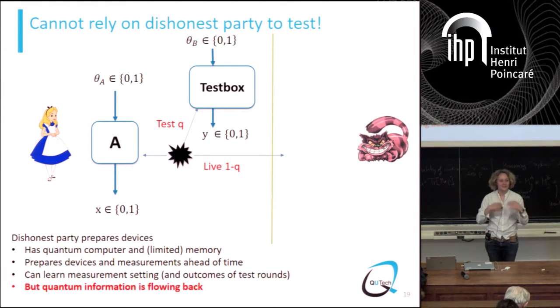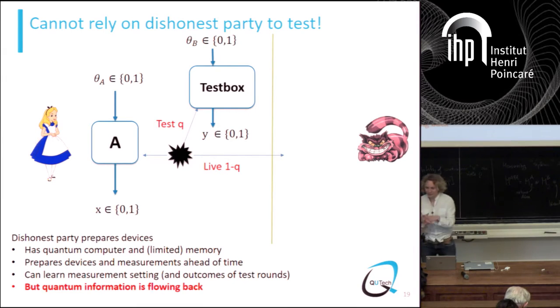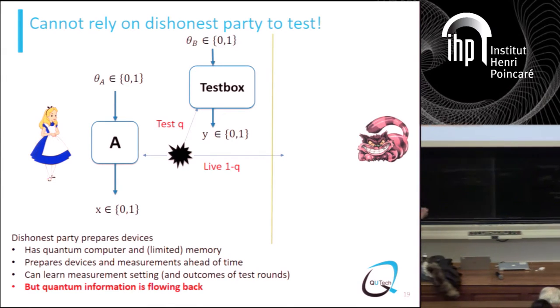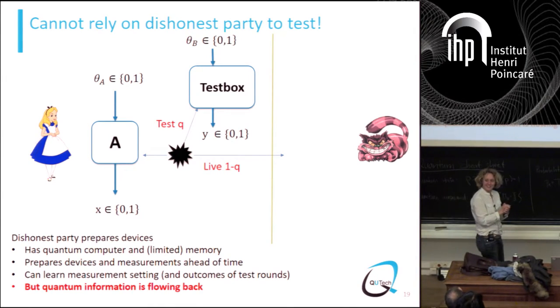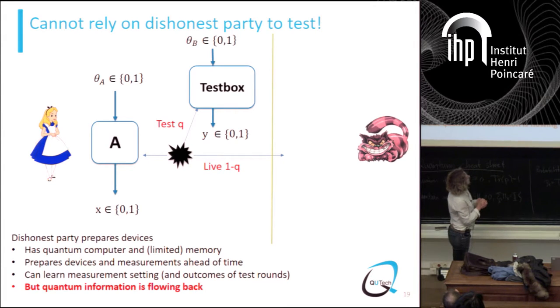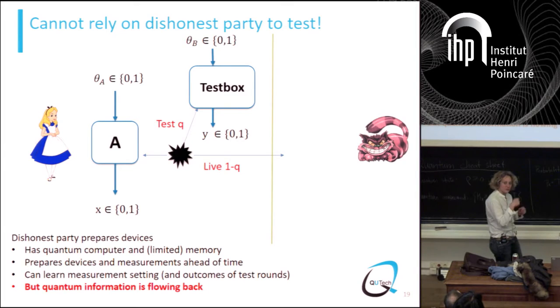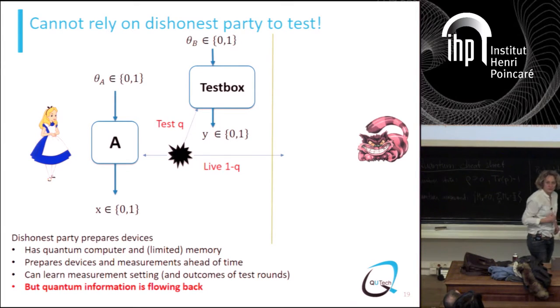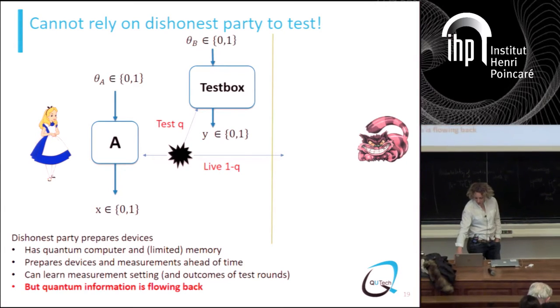Here, because the dishonest party and the honest party are combined together, and we, of course, always have to be correct, we have to give the honest party a hope to actually learn the desired output of the protocol. We do need the devices to actually send quantum information also during the test rounds to the adversary. So this makes this a little bit more complicated.